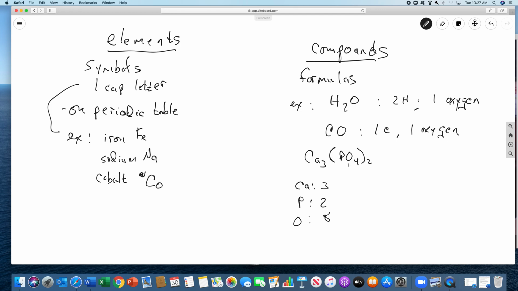Now, the other thing we're going to go through, I'm just going to go through procedurally what you're going to do, but I just want to talk about one more thing, and that is changes that matter undergoes. And actually, we'll talk about properties too. And then we'll get to the experiment itself. Okay, properties, there are physical and there are chemical.